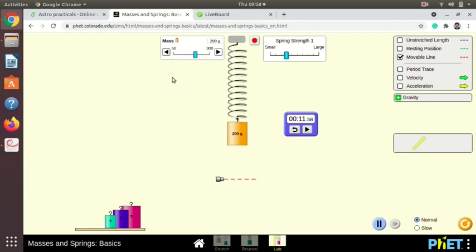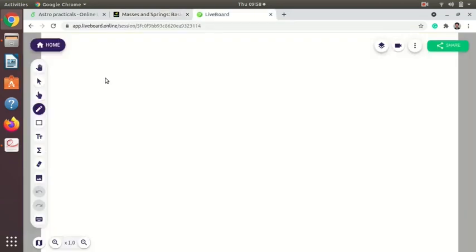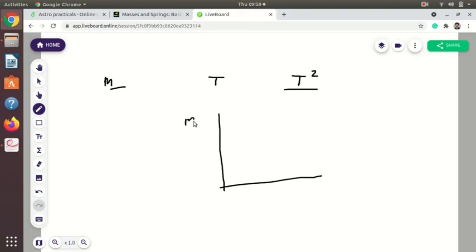You will note down in the observation table the mass and the time period. In the observation table, you will first have mass, then time period, and then you have to find out the time squared. Why do we have to calculate this? Because we have to draw the graph of m versus T squared, and we have to find the slope of the graph. m versus T squared, you can note that the graph is almost a straight line.